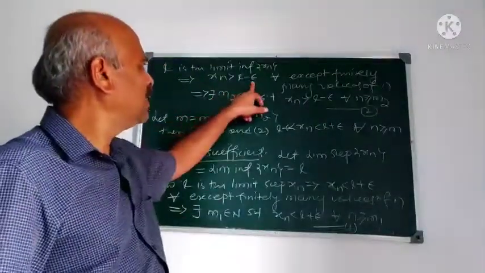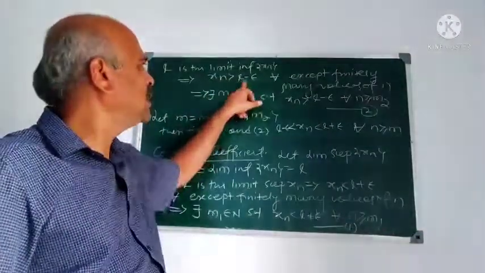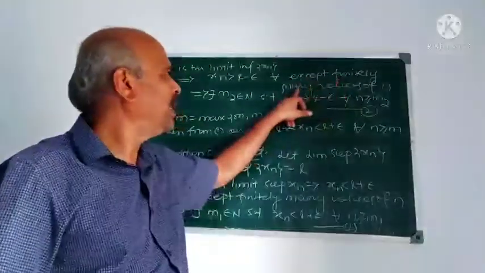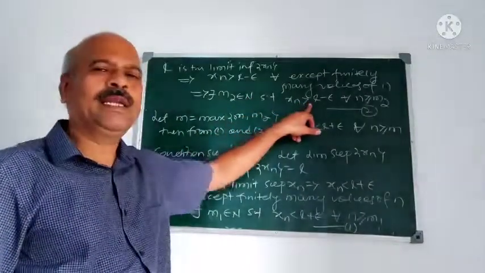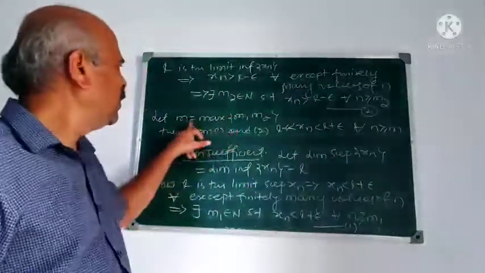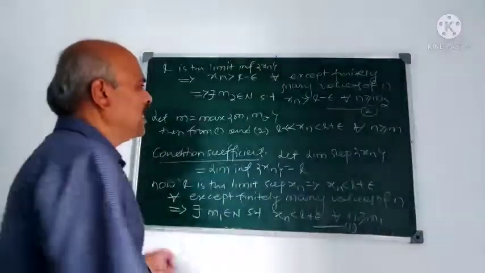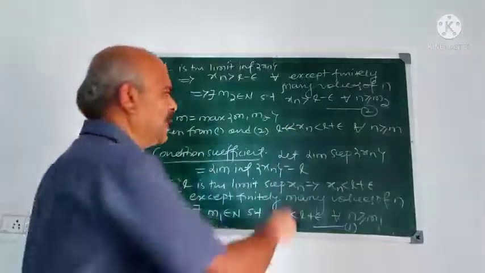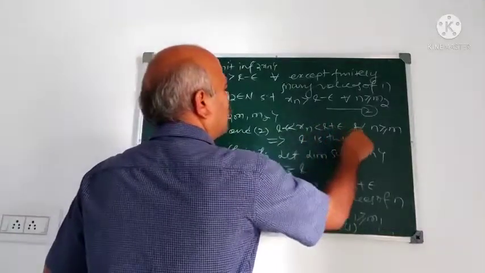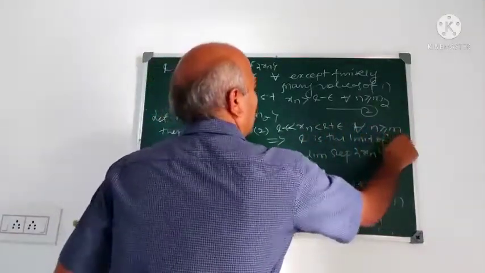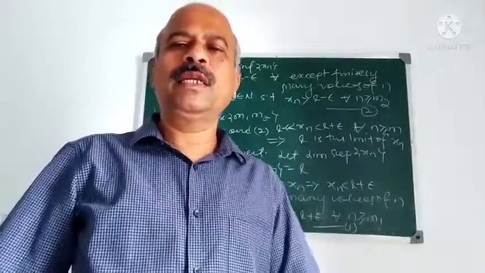Now, suppose L is the limit inferior; then xn is greater than L minus epsilon for all except finitely many values of n. This implies there exists m2 such that xn is greater than L minus epsilon. Now let m be the maximum of m1 and m2. This implies xn is greater than L minus epsilon and less than L plus epsilon. This implies L is the limit of xn, or limit xn is L.